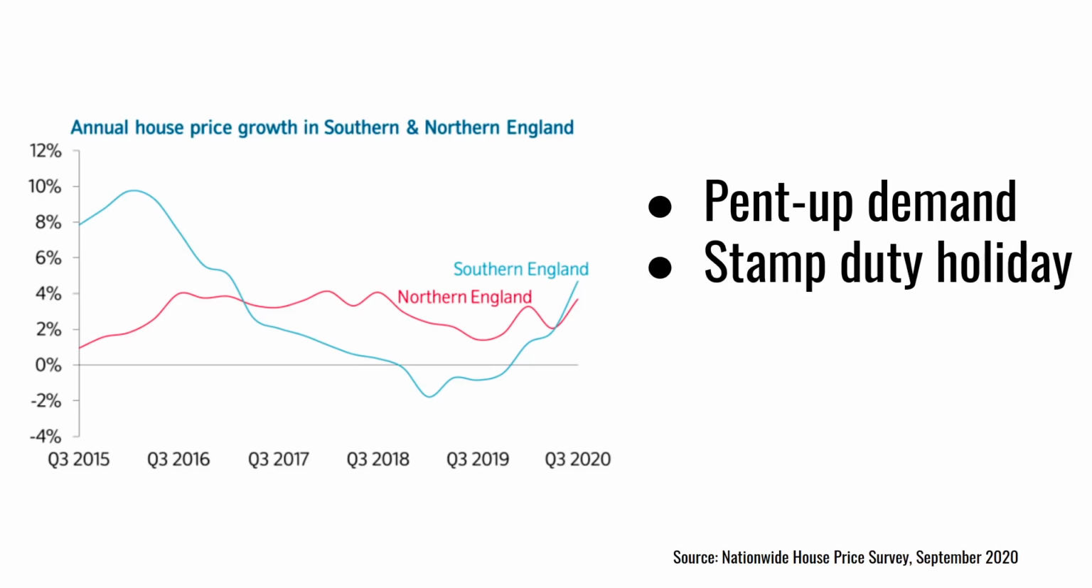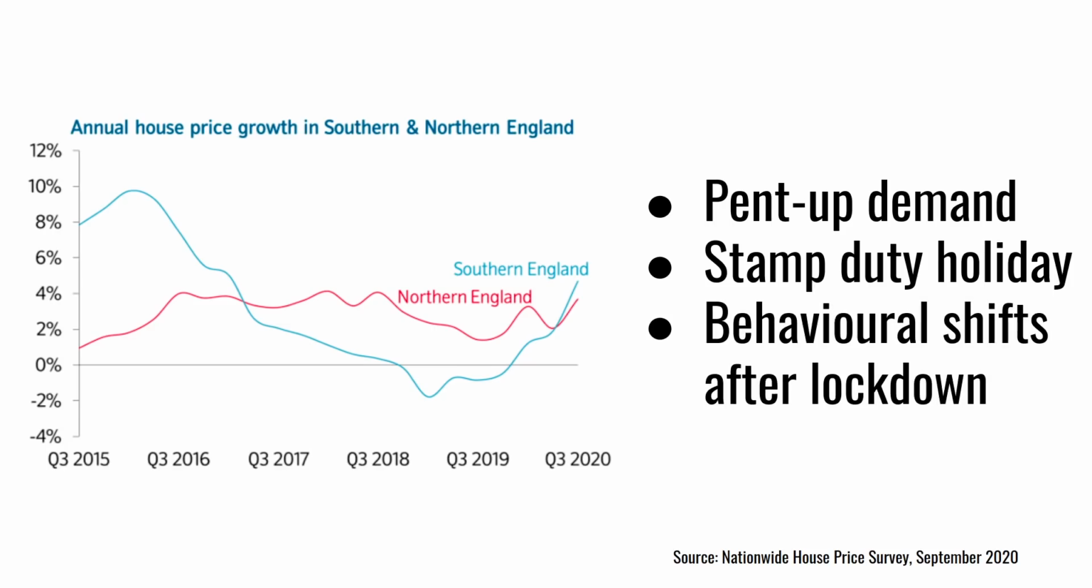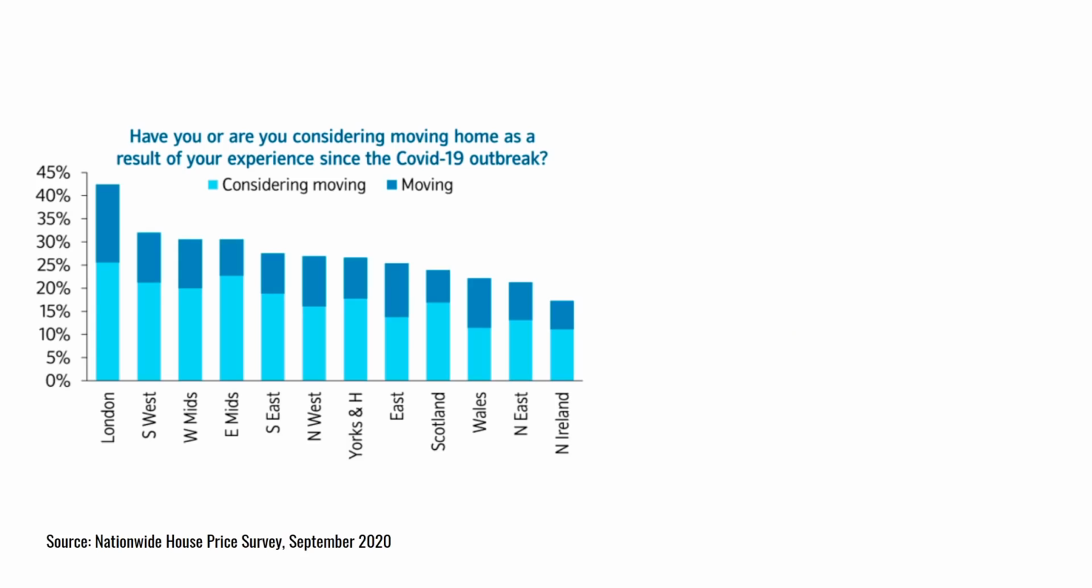The UK government also introduced a stamp duty holiday, so many people have brought forward their purchases to avoid stamp duty. And we've also seen some behavioural shifts after lockdown, because after being cooped up in our houses, many of us realised how awful life is without a garden. In fact, if we look at a regional breakdown for the reasons why people are moving, over 40% of the respondents in London said they were considering moving as a result of their experience since the COVID-19 outbreak.